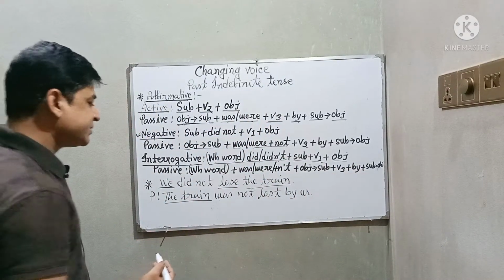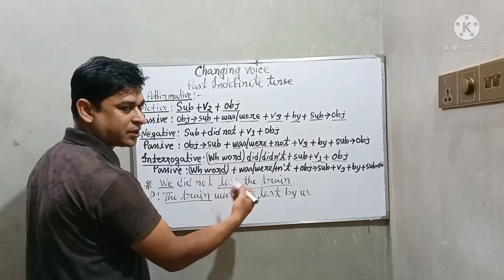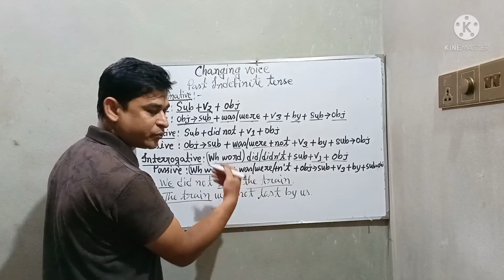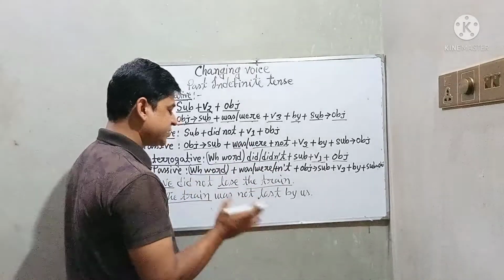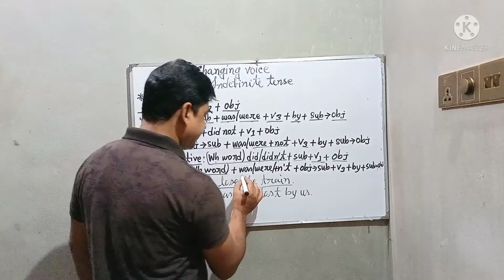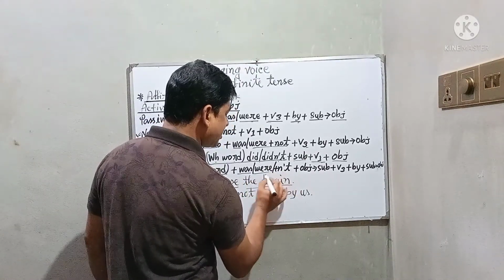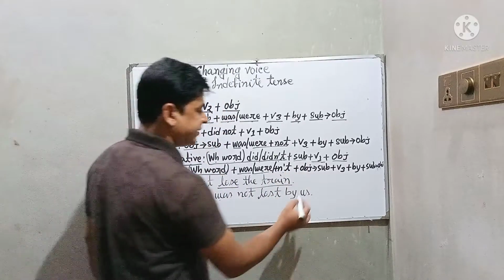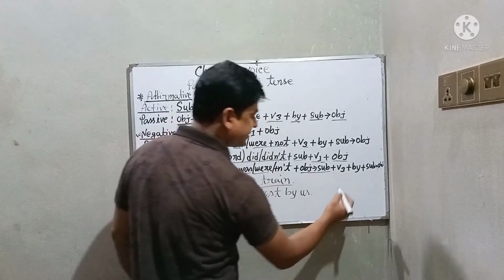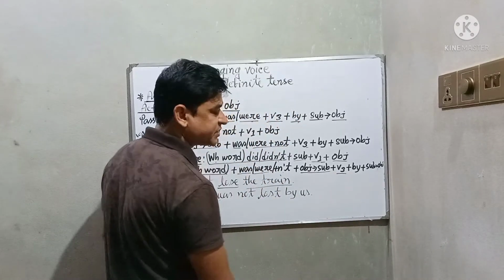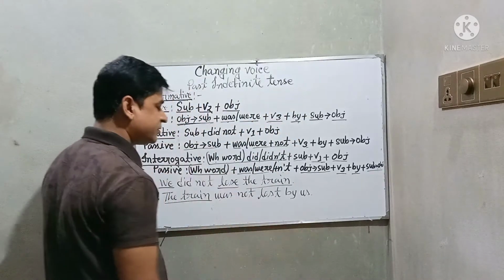If you want to make it passive, you have to use the WH word if you get it with your auxiliary verb. If you don't get it, you don't have to use it. Then was or were, or wasn't or weren't. Then you have to convert your object to subject. Then you have to use verb past participle. Then you have to use by. Then you have to convert your subject to object.